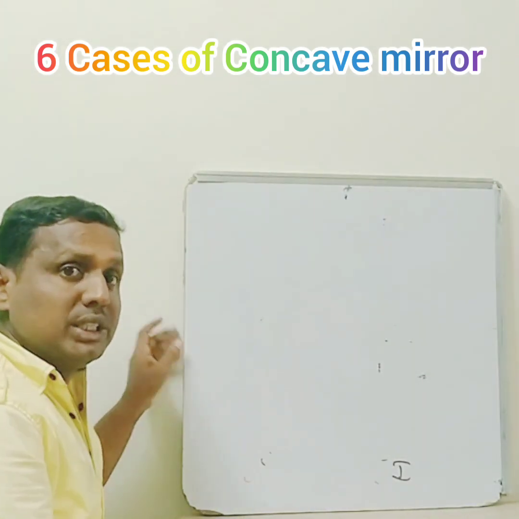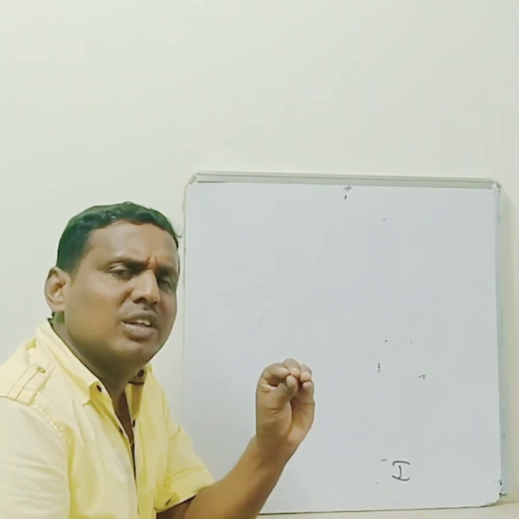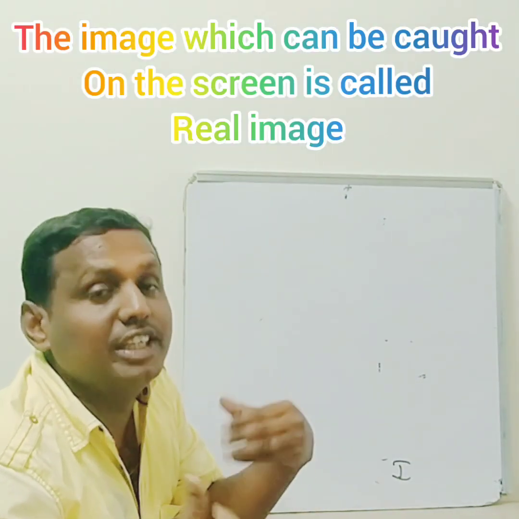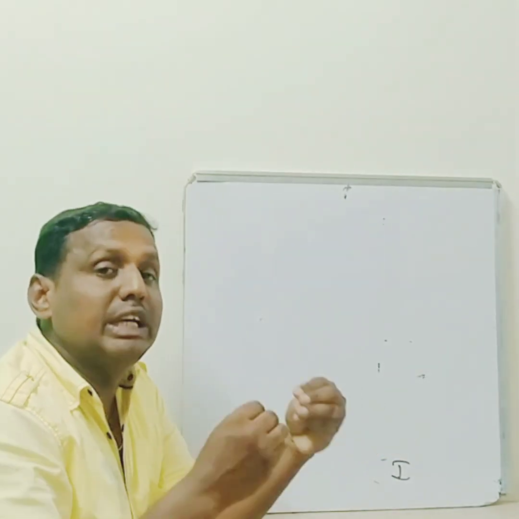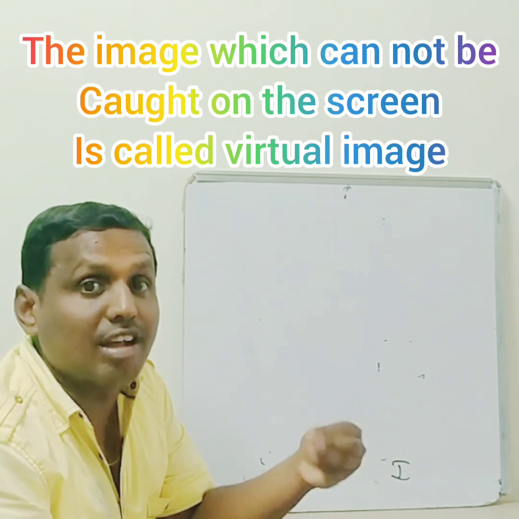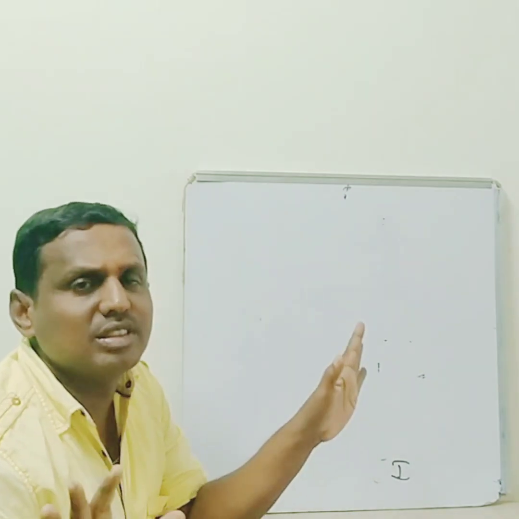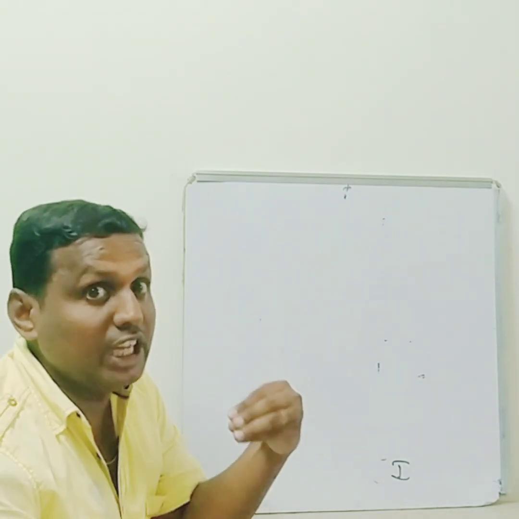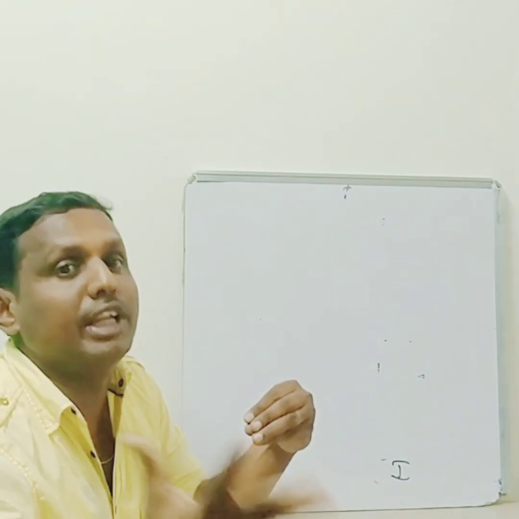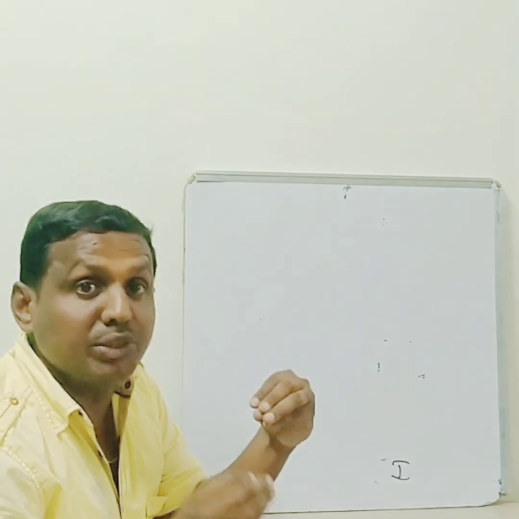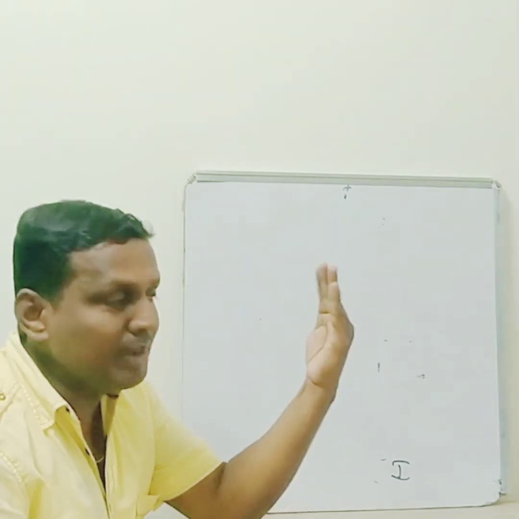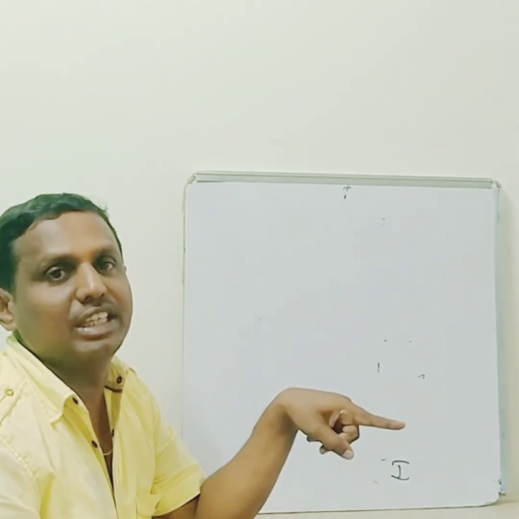Virtual image and real image are simple here. The image which can be caught on the screen is called a real image. That's all. Virtual image: the image which cannot be caught on the screen is called a virtual image. Simple definitions. The image which can be caught on the screen is called a real image. The image which cannot be caught on the screen is called a virtual image. That means we can see the image in the mirror only. That is the main thing here.